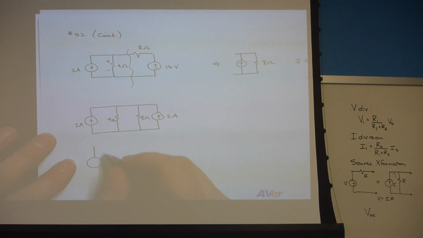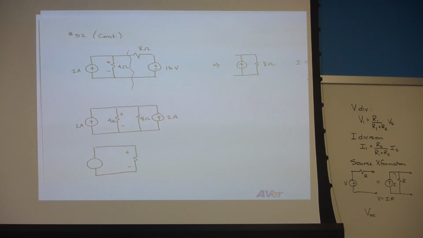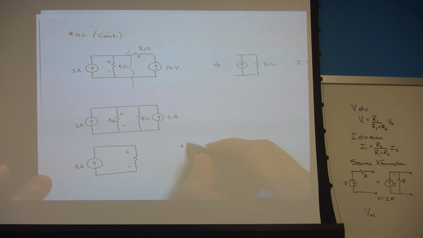So let's just keep writing in. We're interested in this one, and so it's going to be this one. So 4 amps here, because they're in the same direction, so they simply add. The resistor will be 4 in parallel with 8, which is 8/3.